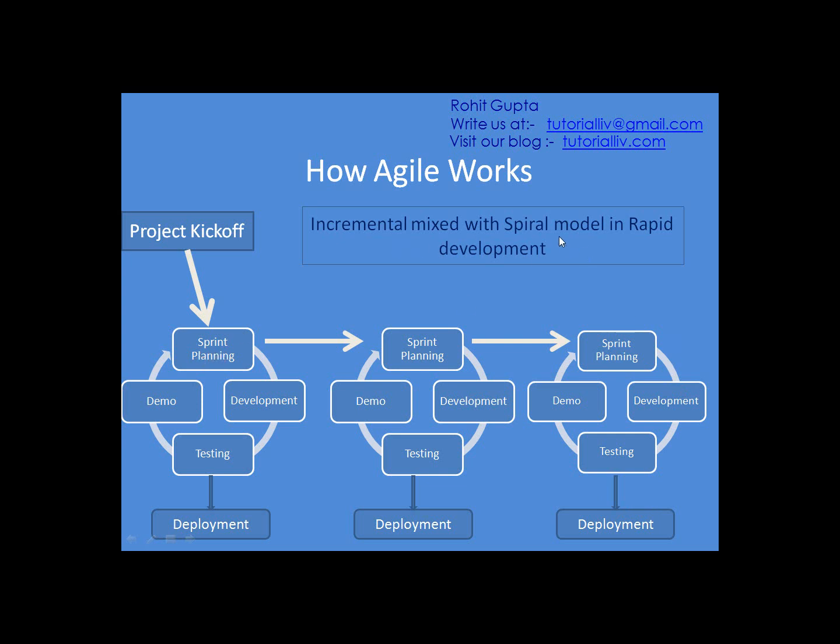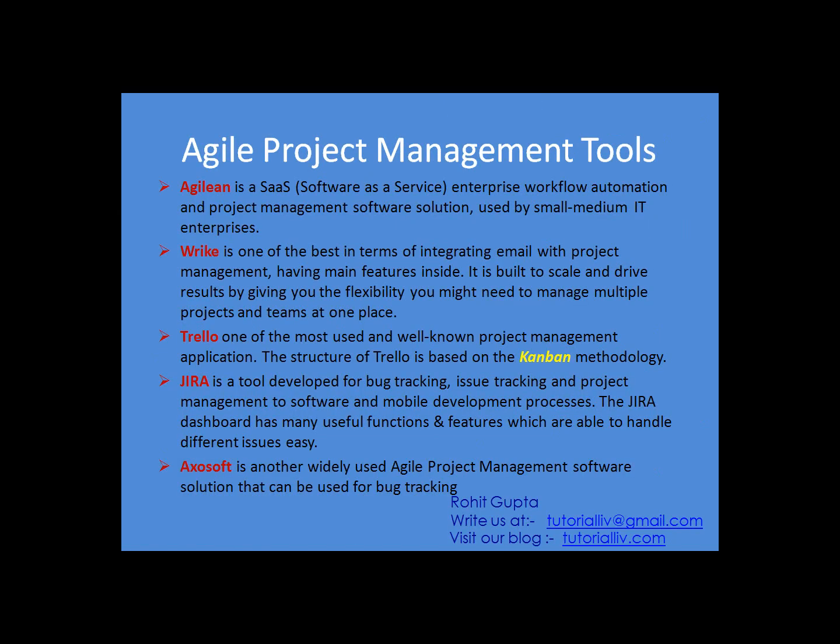So it's mixed with the spiral model in the rapid development. Yes, as the solution is smaller, we are rapidly delivering something to the customer. That is known as continuous integration, or you can say continuous deployment. Once we discuss the terminology of the spiral model, you will see I will define two terms: continuous integration and continuous deployment.